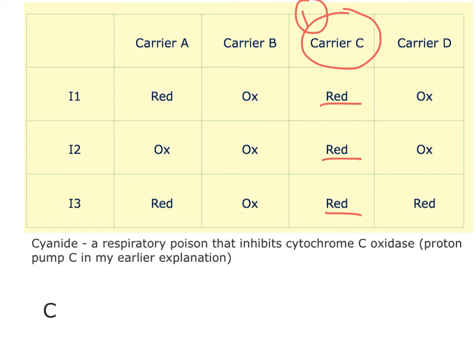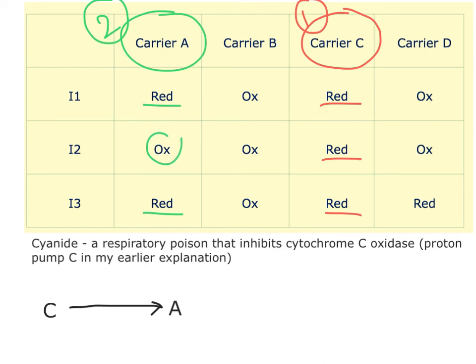So now it's just a process of working through. So now we're looking for the next carrier. So if we look over at carrier A, we'll see that that's actually second in the chain. This is because two of the inhibitors, in the presence of them, it still is reduced, but actually we've got this inhibitor here. Inhibitor number 2 is able to prevent carrier A from being reduced, so it must be lying in between carrier C and A, so it's stopping the transfer of electrons from carrier C to carrier A, so carrier A must be second.